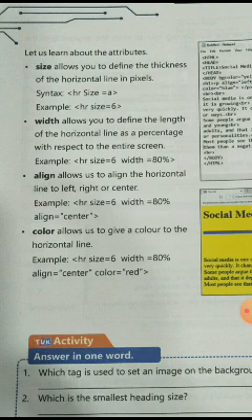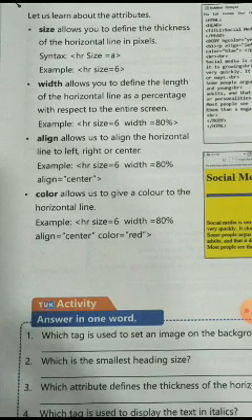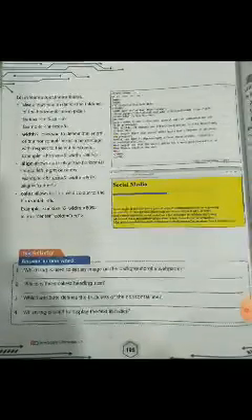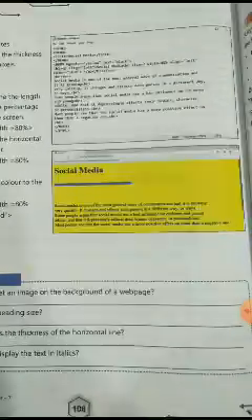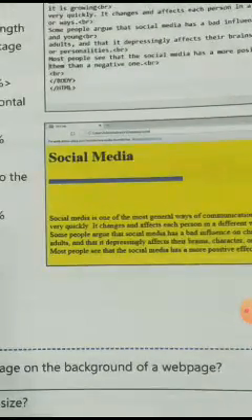Width, you can give width also. Width allows you to define the length of the horizontal line as a percentage with respect to the entire screen, like it's given HR size 6 with 80%. Alignment you can set left, right, center. You can give color also, like it's given HR size 6 with 80% align center, then color is red. When you save your file, it shows on your computer screen like this.